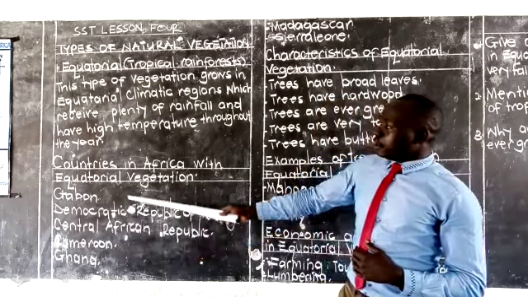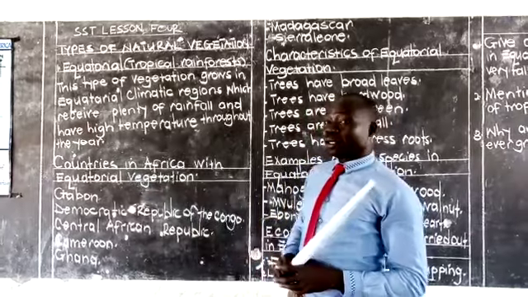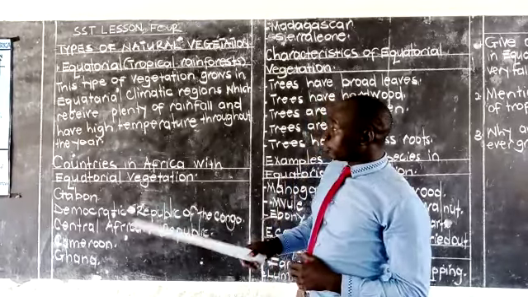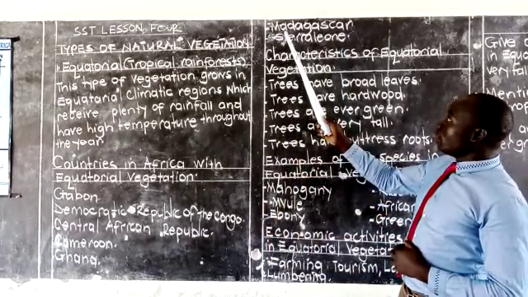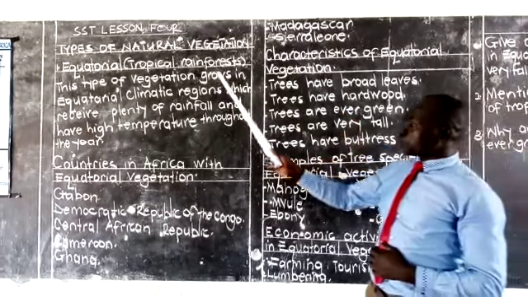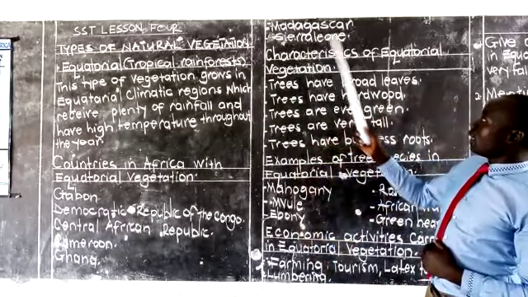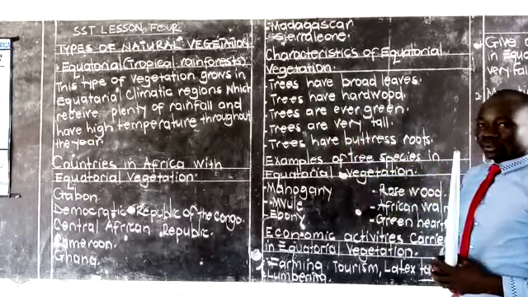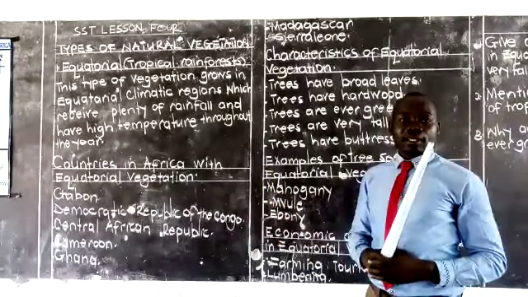In the Indian Ocean, we have a country. This country is sometimes called an island country. It is the largest island country in Africa. So the country is called Madagascar. So we also have equatorial or tropical rainforest in Madagascar. Then we have a country called Sierra Leone. So these are some countries in Africa where we have tropical rainforest or equatorial vegetation.